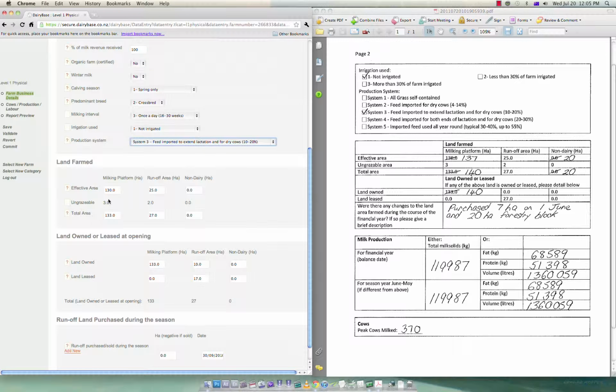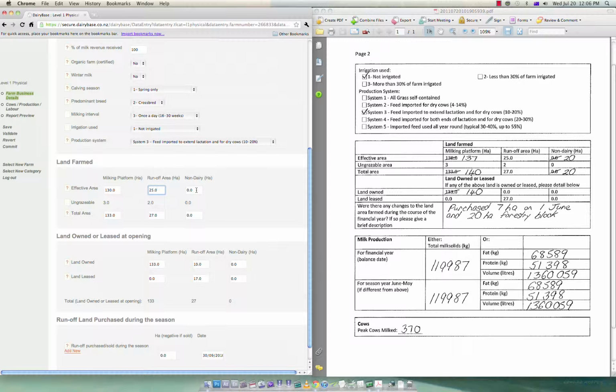The ungrazable area is the drains, gardens, building area, so there should always be some form of ungrazable area on a dairy platform, and the total area is the combined amount of the effective and the ungrazable area, and the same applies for the runoff and the non-dairy area. The runoff area is just the area that the young stock are grazed on. It doesn't include the area that any of the milking cows are grazed on.